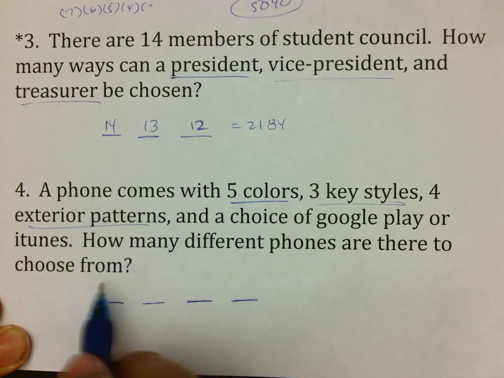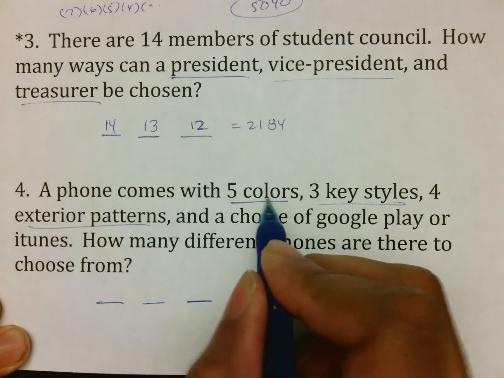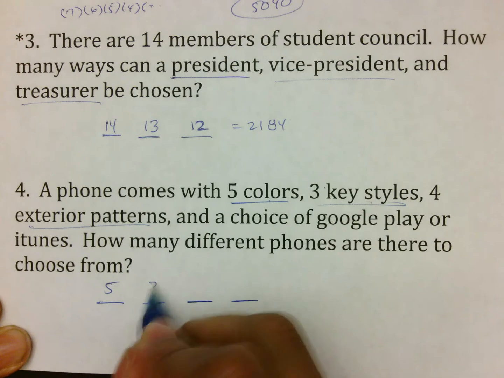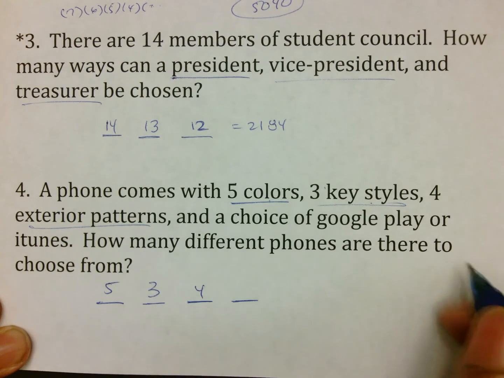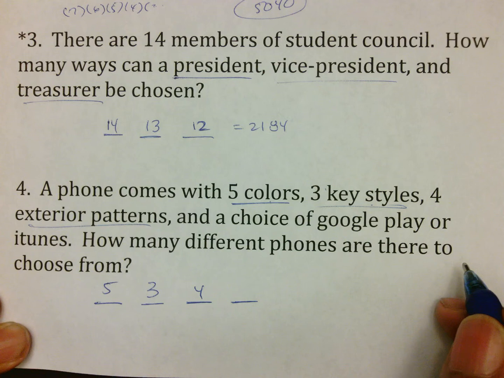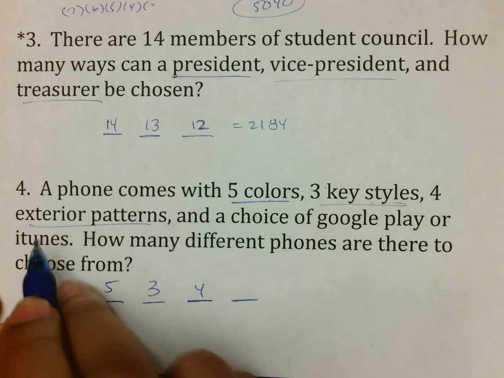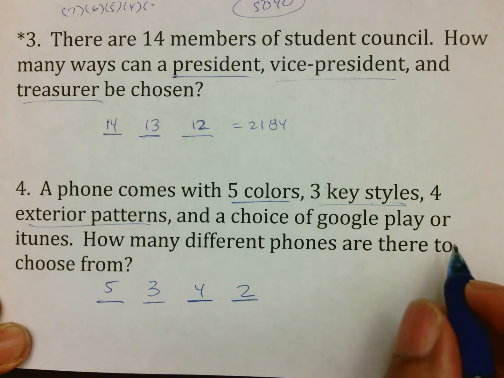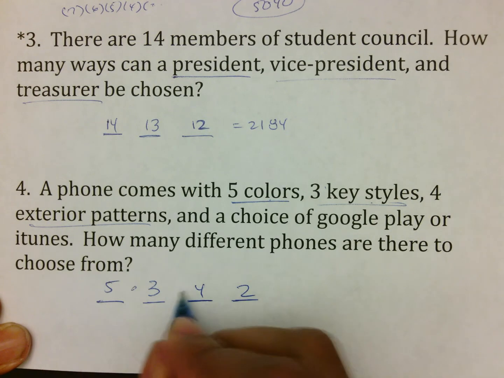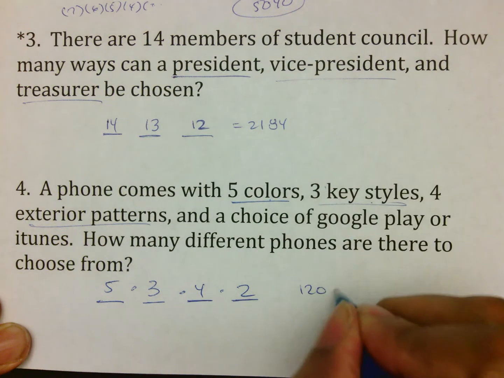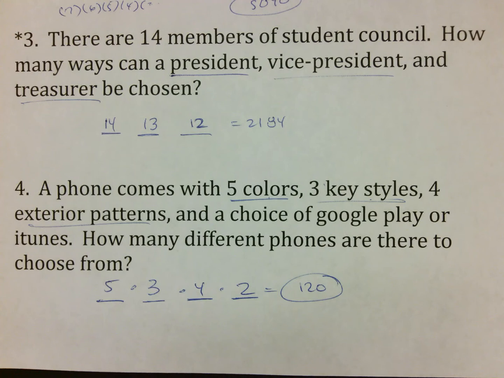And so what you have to do now after you determine how many decisions you make is fill out each part. I have 5 choices on the first decision. I have 3 choices on the second decision. I have 4 choices on the third decision, and most questions will try to hide the 4th choice, and you have to kind of read it. It says a choice of Google Play, which is one option, or iTunes, which is a second option, so there's 2 choices there. And again, once you have that, you're going to multiply those things out and find out that there are 120 options for you to choose from.